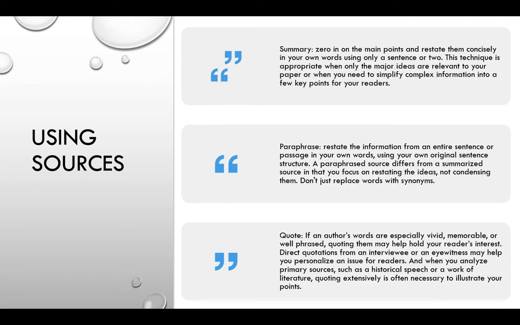So when you're using sources, we've talked about this before, but just in general, summary is going to be taking a large piece of information and making it concise, making it smaller. So you're going to take an entire piece and you're going to tell me what the main points of it are in just a sentence or two maybe, versus a paraphrase, which is going to be restating the information, but using a smaller piece of information. So maybe you're going to paraphrase a sentence or two, and your paraphrase is going to end up being a sentence or two long as well. So you're going to take a certain amount of information, you're going to make it about the same length, but you're using entirely your own words and your own sentence structure.